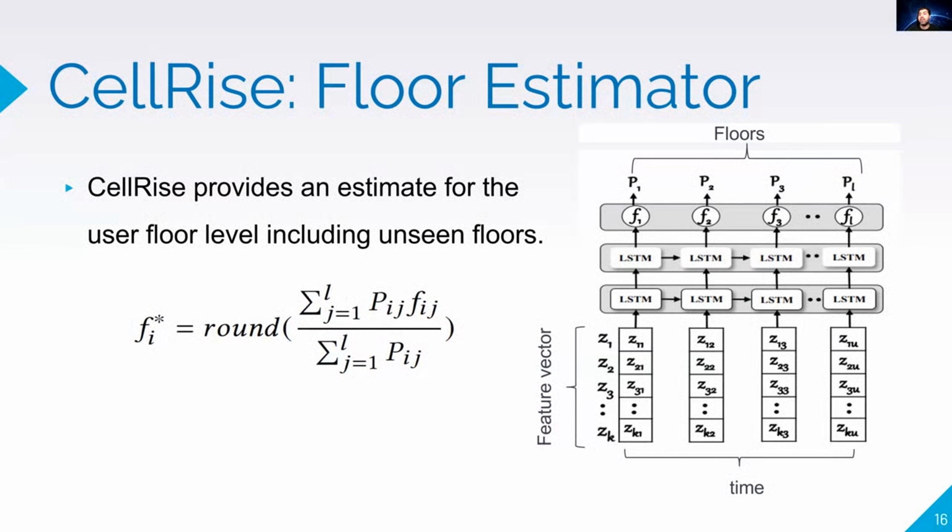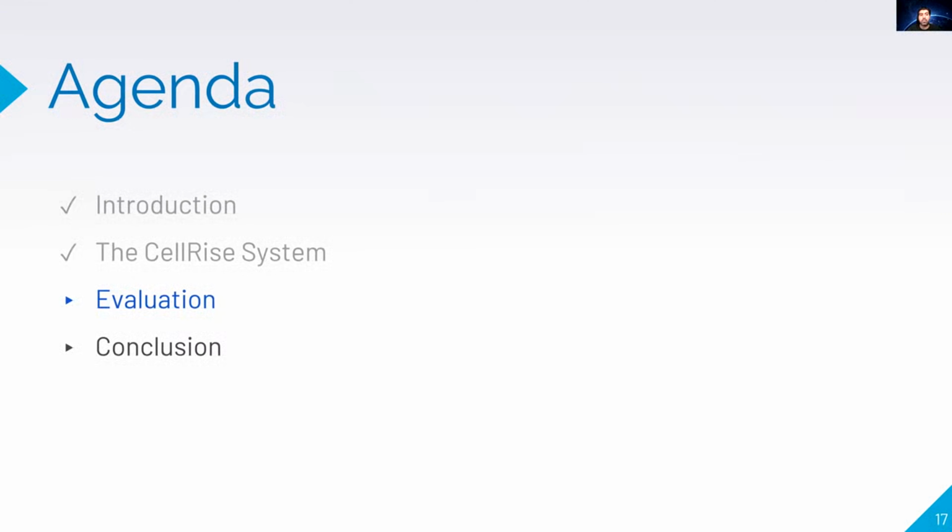CellRise reports the weighted average of the reference floors, where their weights are chosen as their corresponding probabilities from the output of the classifier model. We further employ an additional discretization operation to obtain the final user floor. This helps the system to provide an estimate for the user floor, including unseen floors. And it also helps us to collect the fingerprint at sparse floors, not all floors in the building.